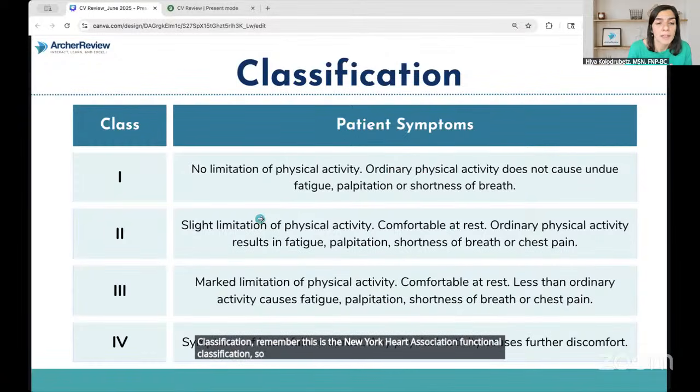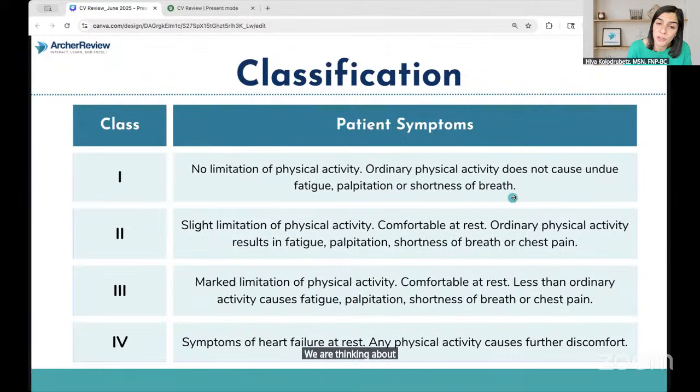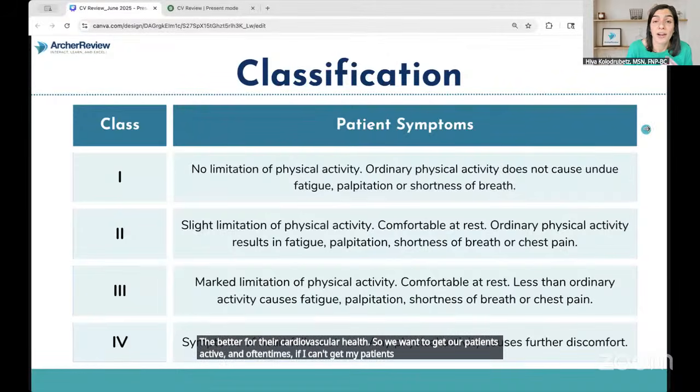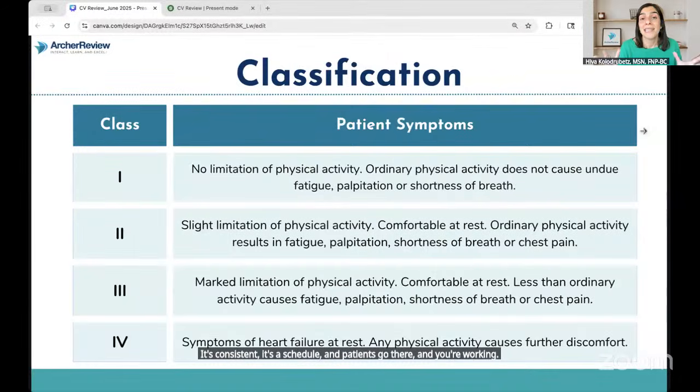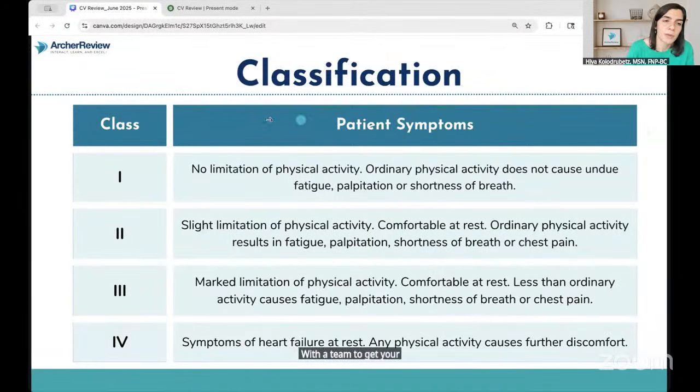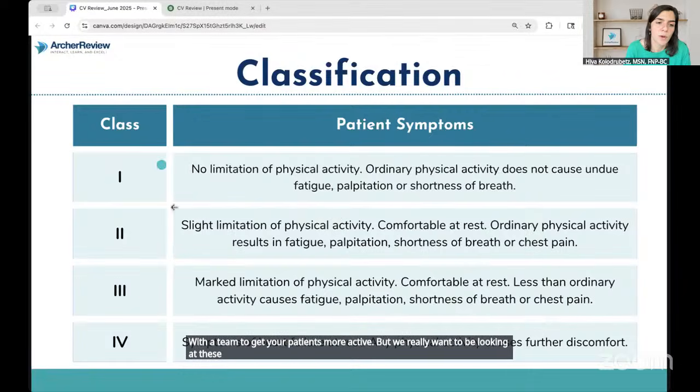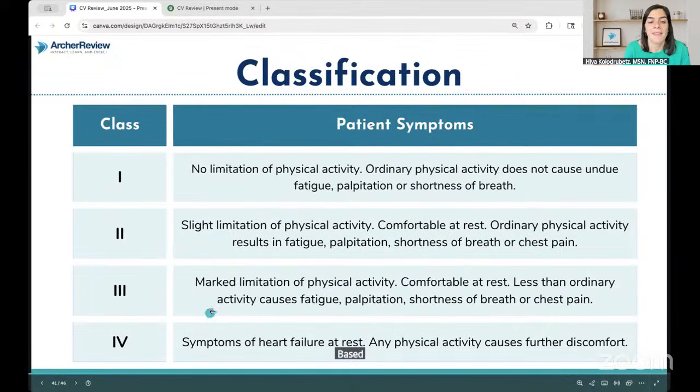So with our heart failure patients, we definitely want to make sure we are thinking about how functional they are, because the more they are active, the better for their cardiovascular health. So we want to get our patients active. And oftentimes, if I can't get my patients active, cardiac rehab is a really good partner because it's consistent, it's a schedule, and patients go there and you're working with a team to get your patients more active. But we really want to be looking at these classifications 1 through 4 based on that activity level.